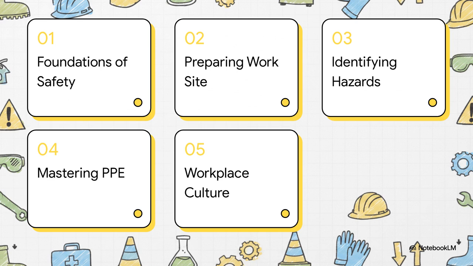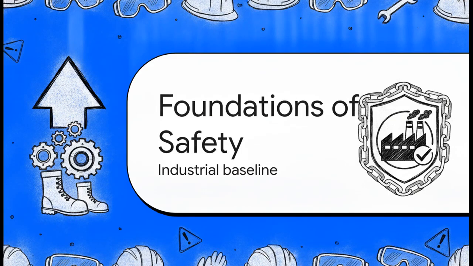Here is our syllabus roadmap for today. 1. Foundations of safety. 2. Preparing the worksite. 3. Identifying hazards. 4. Mastering PPE. And 5. Workplace culture. Starting us off, Section 1, Foundations of Industrial Safety.